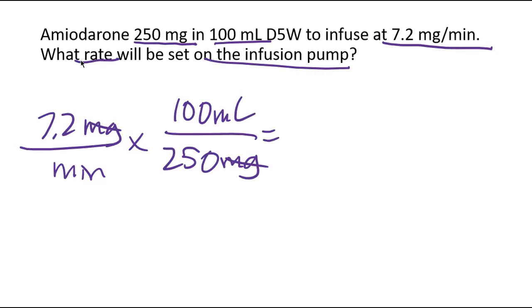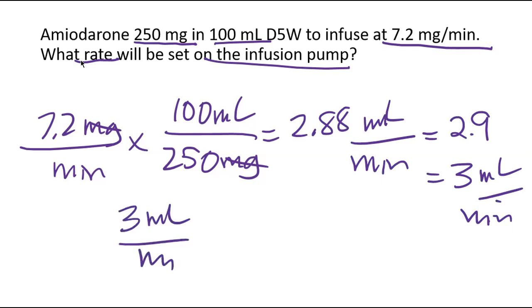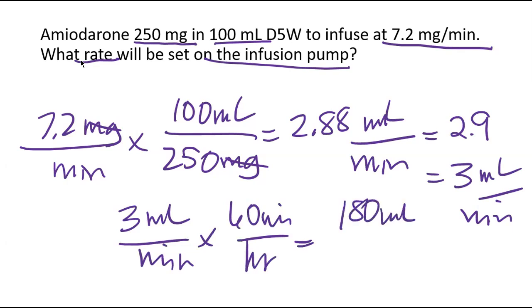We've got 7.2 times 100 divided by 250, which is going to be 2.88, and that would be milliliters per minute. Or it could be 2.9, or it could be 3, going to a whole number. But it's all milliliters per minute. If you want hours, 3 milliliters per minute times 60 minutes per hour is going to be 180 milliliters per hour.